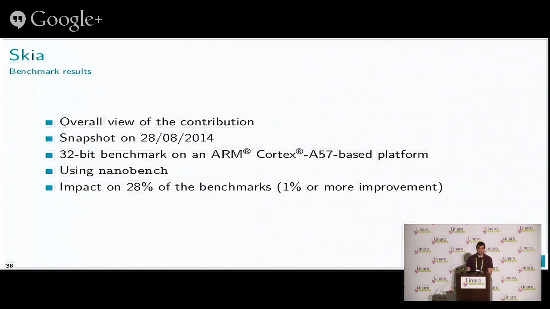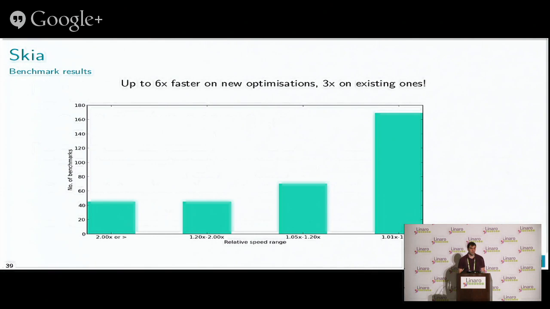So I thought I'd give you an overall view of the contribution. For this, I've taken a snapshot of the Skia source code as of end of August, and I've done a 32-bit benchmark on an ARM Cortex-A57-based platform using Skia's NanoBench tool. What I've done basically is take the code, remove my contribution, and benchmark before and after. This has had an impact on 28% of the benchmarks, having an impact being defined as a 1% or more improvement. And here's what I got.